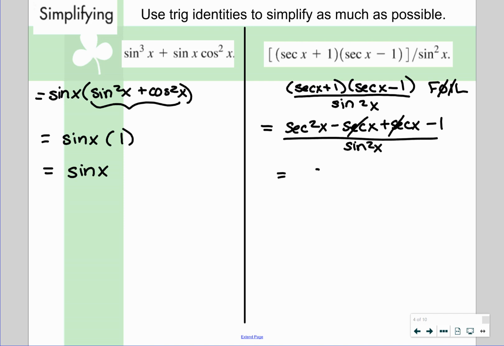Okay, so now I have secant squared minus 1 over sine squared. Are there any trig identities that you see there, or equivalent forms of trig identities?